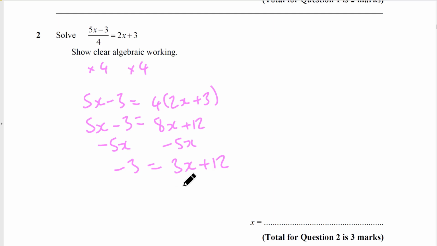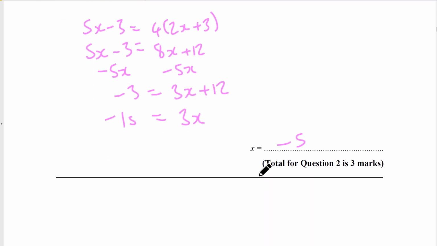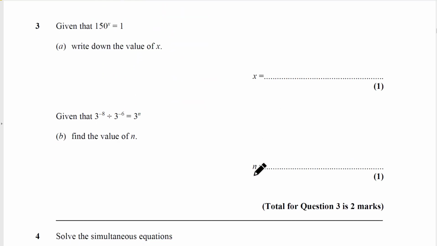You know to minus the 12 now. Be careful with your negative, so that's going to be -15 equals 3x. And from there you know x equals -5. That should both be banker marks for you.